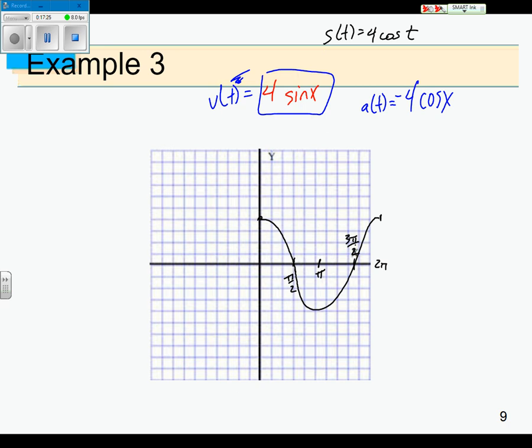Okay, next, red, I'm going to let that be my velocity. So that says it's going to be 4 sine t, meaning I'm going to start here at the origin. Let's see, it reaches its peak right here at pi over 2, comes back down, all the way down to here, and ends back at the origin. That would be 1 complete cycle.